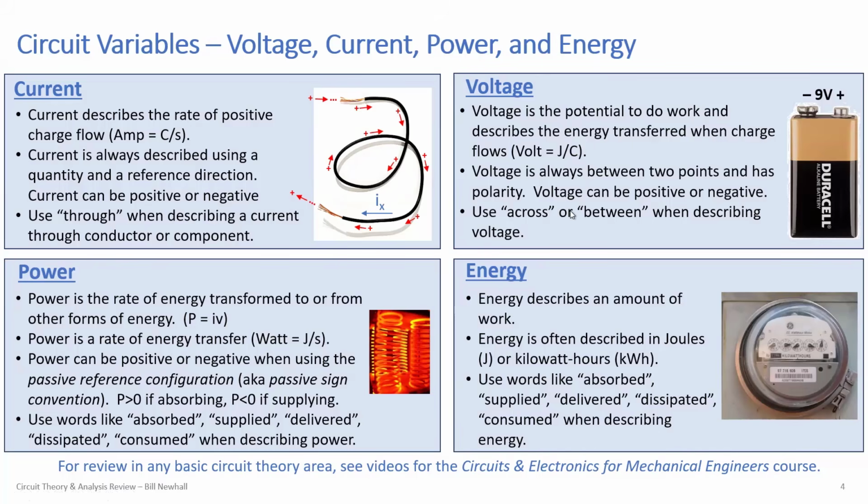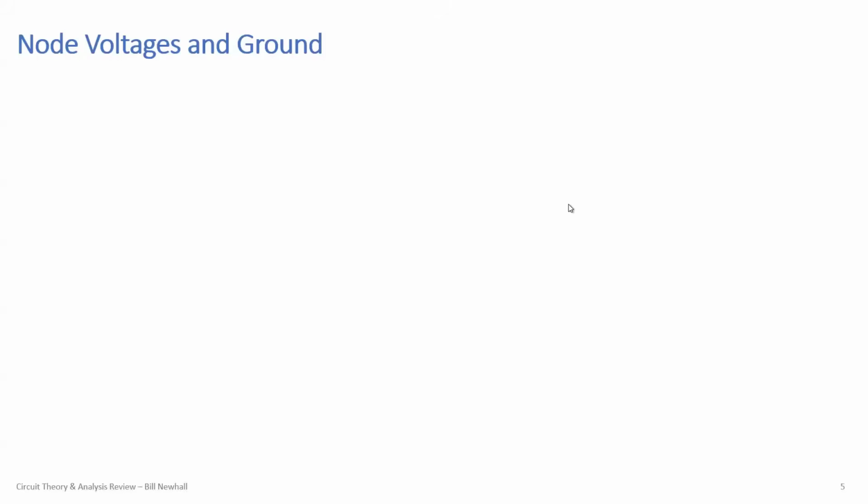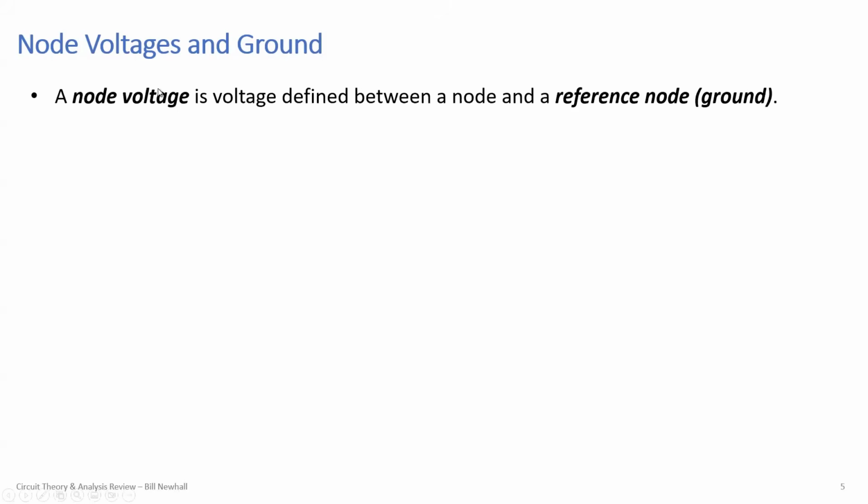So let's talk about node voltages. We talked about node voltage analysis in the course, so I had to define node voltages in the intro course. Node voltages require a ground node, and we call that a reference node. A node voltage is a voltage defined still between 2 points. You have to have 2 points to define a voltage, but it's defined between a particular node and a second node, which is the reference node. We often call that ground.